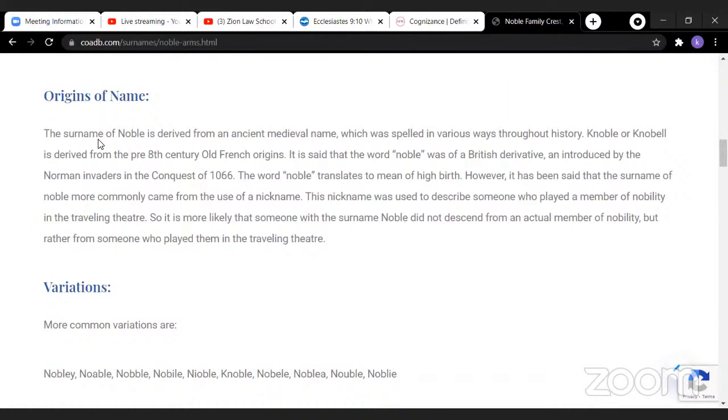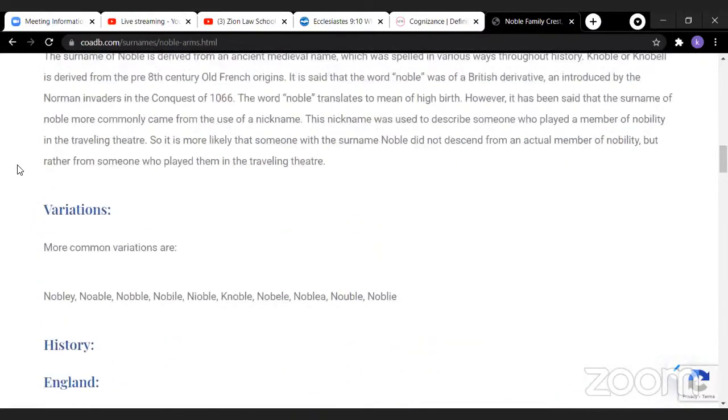However, it has been said that the surname Noble more commonly came from the use of a nickname. The nickname was used to describe someone who played a member of the nobility in the traveling theater. So it is more likely that someone with the surname Noble did not descend from an actual member of nobility, but rather from someone who played them in the traveling theater.